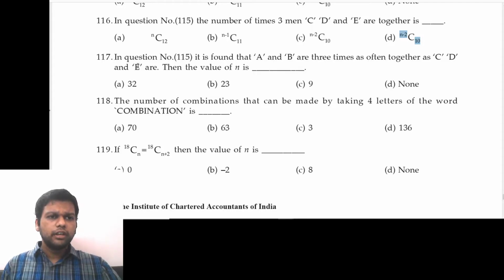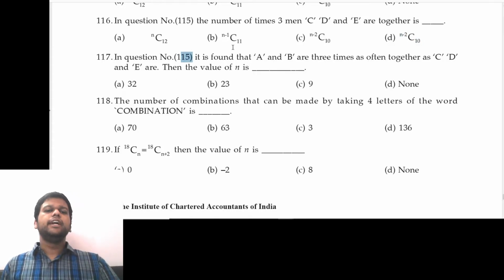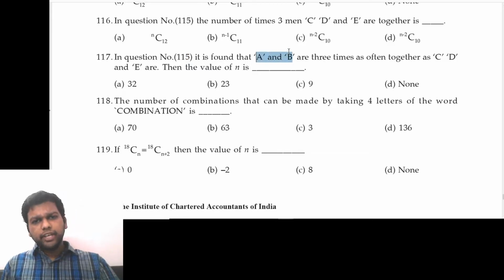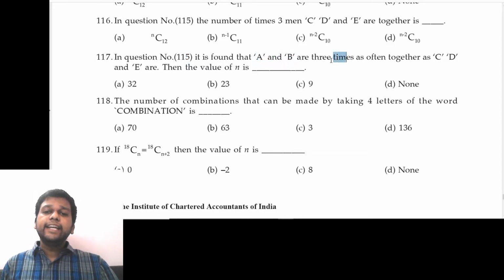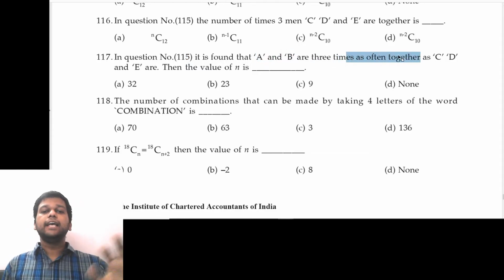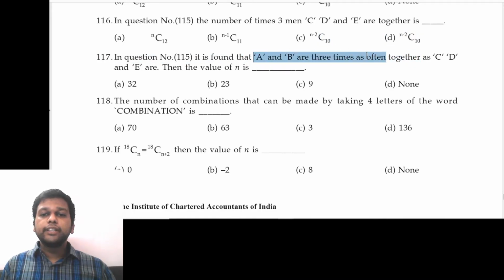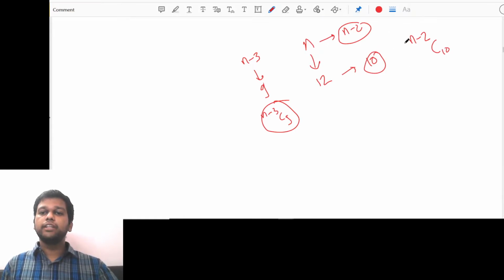In question number 115, it is found that A and B are 3 times as often together as C, D and E are. Okay. A and B together, the number of ways was n minus 2 C10.